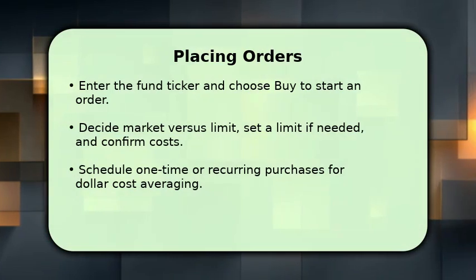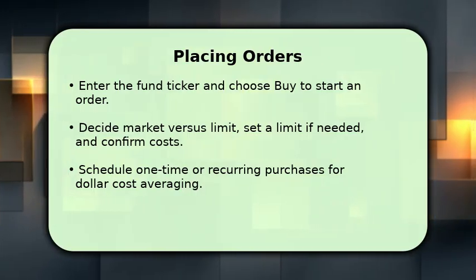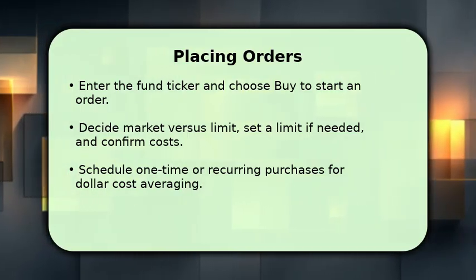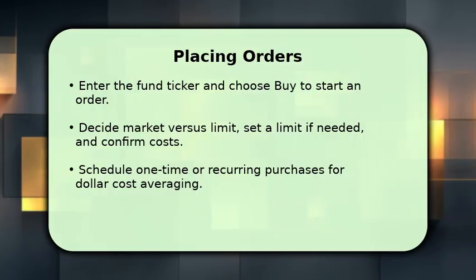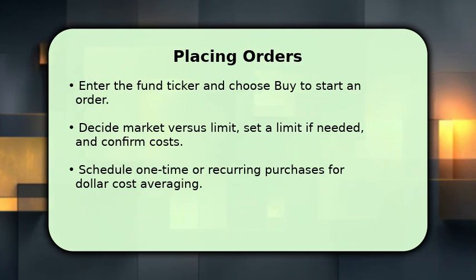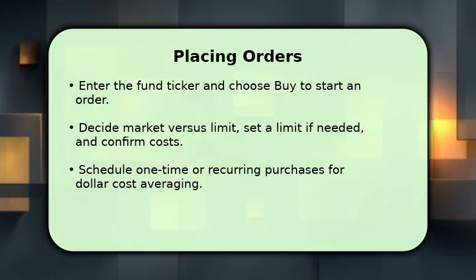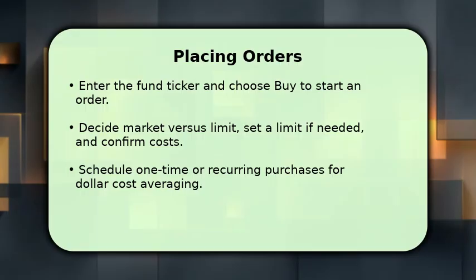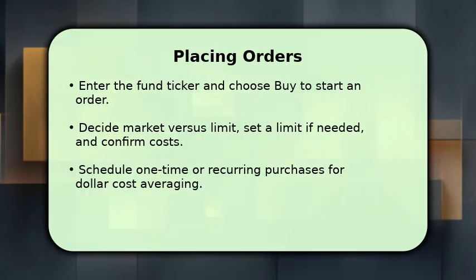On Fidelity, enter the fund ticker, choose buy, and select dollars or shares for the order. Decide between market or limit order, set a limit if desired, and confirm estimated cost and commission. Schedule one-time or recurring purchases for dollar cost averaging, then review and submit the order.